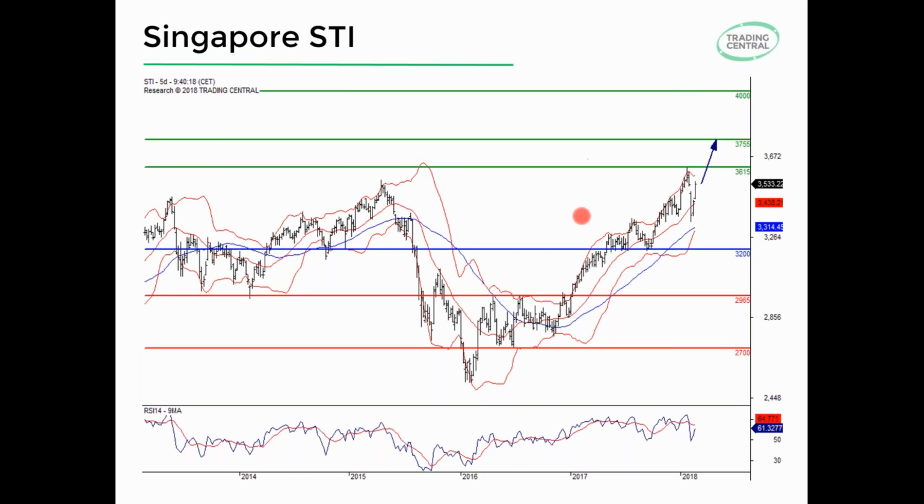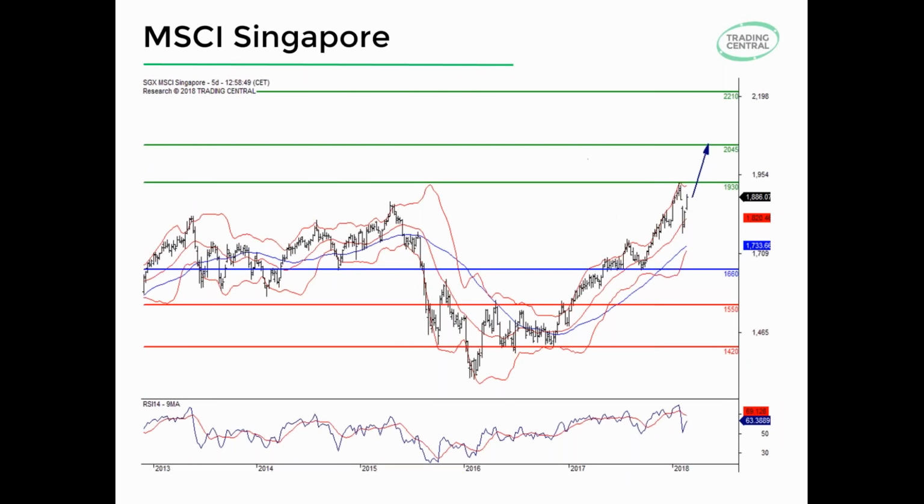Okay, so STI and MSCI Singapore, about the same. In fact, for the Singapore stocks, we found that they have a stronger rebounding strength than other stocks, like the Nikkei 225 and Hong Kong's Hang Seng. And I don't know why they are what they are. The Singapore stocks rebound much stronger than the Hong Kong stocks.